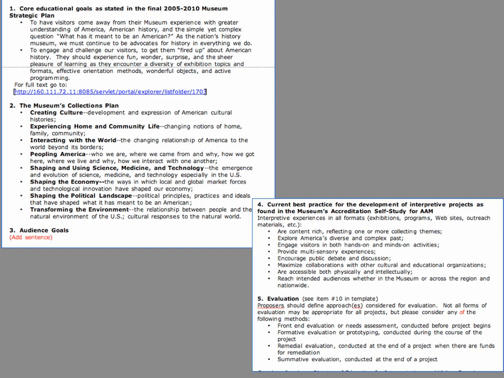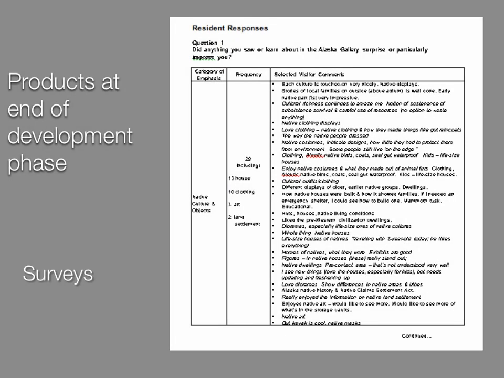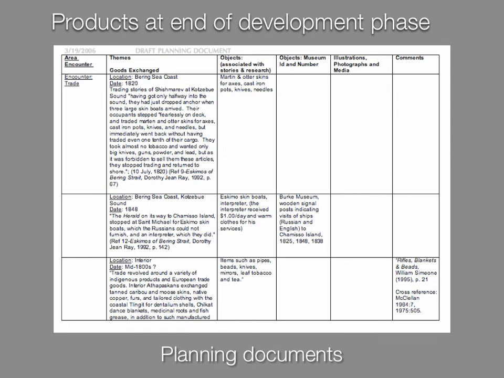This is again American History Museum, how you're supposed to fit into the goals. And this is what you're supposed to have at the end of the development phase. This is from the Alaska Gallery, which is being passed around. First, there are responses, so they did some surveying. Then they did a planning document. So this is each area, this is the theme, this is the objects, and then comments, cross-references, footnotes.